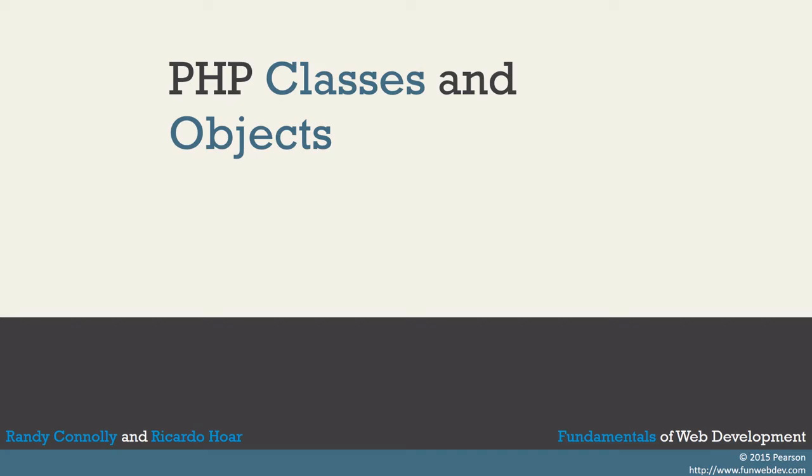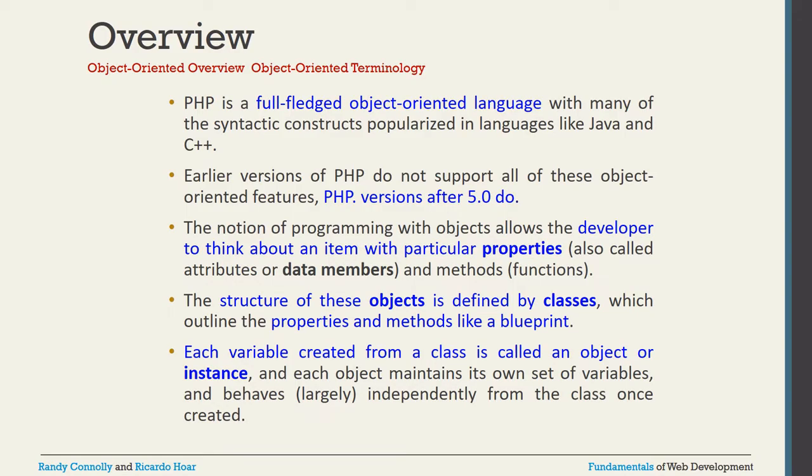So you see here, generally PHP again supports full-fledged object-oriented languages with many of the properties like Java, C++ and all of these things. An earlier version of PHP did not support all of these object-oriented features, but version 5 and higher is supporting all of these things.